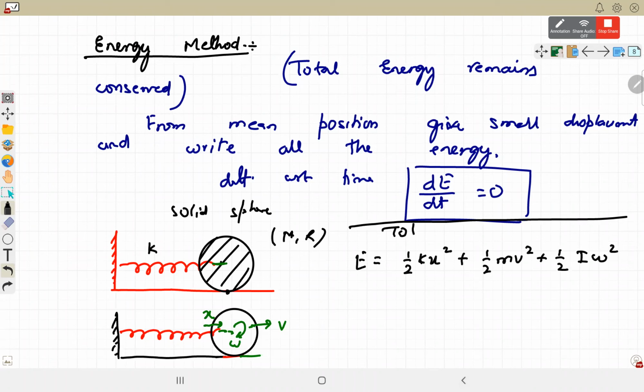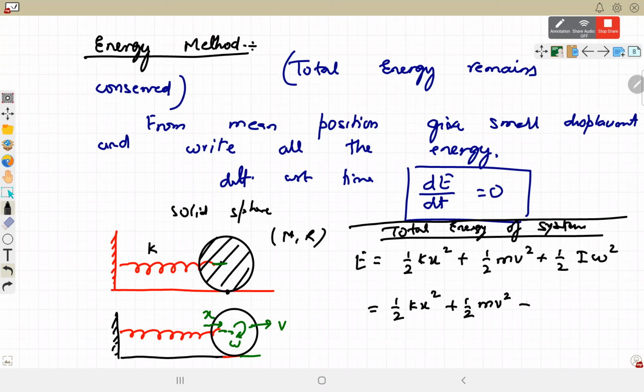This method will be used only when none of the two methods work. Total energy of system after giving a displacement of x becomes half kx square plus half m into v square. अब चाहे तो हम अभी पुट कर लेते हैं 2/5 mr square is moment of inertia, and since it is moving on pure rolling, there is no slipping condition, the v is equal to r omega. So we replace omega as v by r.